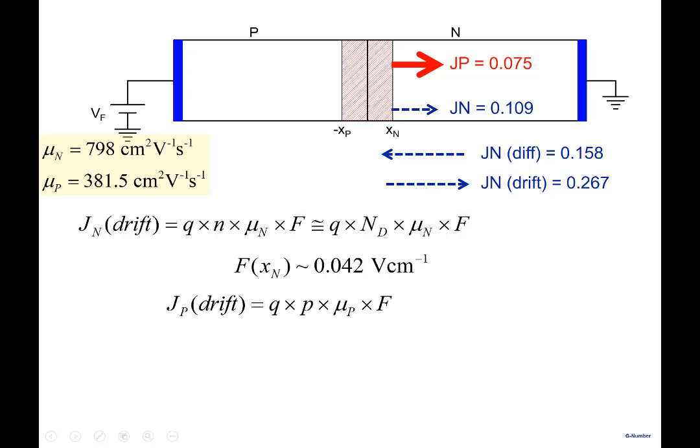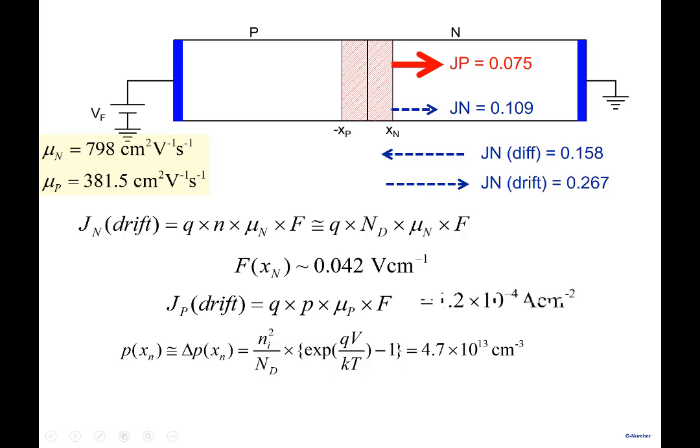So Jp drift will be q p mu p F. p we already know at the edge of the depletion region, so I can calculate this. Delta pxn is Ni square over Nd, 4.7 10^13. We can calculate this current. Look at that, 1.2 into 10 power minus 4. This is the Jp drift. What was this? Jp diffusion. You can clearly see this is much smaller than this, so I'm okay in neglecting that. Jp diffusion by Jp drift is equal to 624. Diffusion current is larger than drift current by 600 times. So we are okay, that's why we are neglecting it.